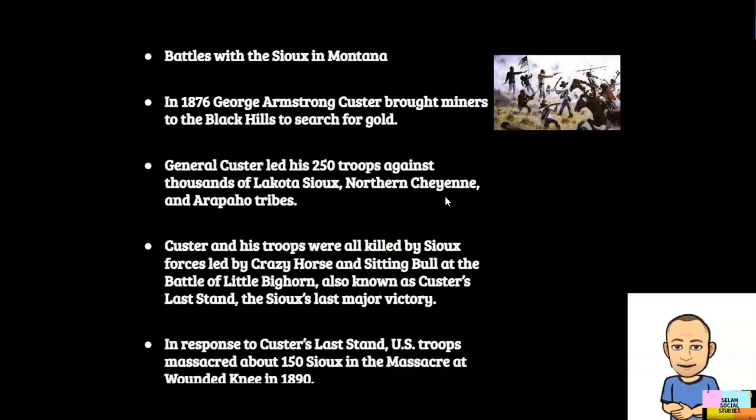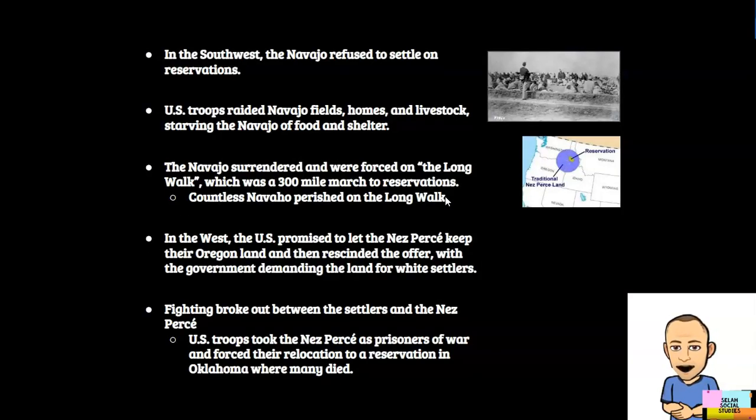So we have Western tribes. We have the Navajo people who refused to settle on reservations, and this ultimately led to their demise. The U.S. troops raided the Navajo fields, the homes, and livestock, and left the Navajo with nothing. So out of food and out of shelter, the Navajo surrendered. The U.S. Army then forced the Navajo on a 300-mile march known as the Long Walk to a reservation where countless people died. That sounds familiar, doesn't it? Sounds like the Trail of Tears.